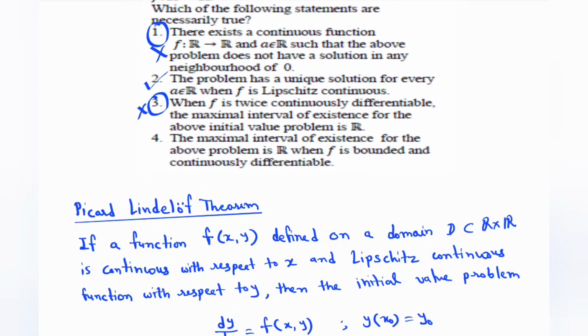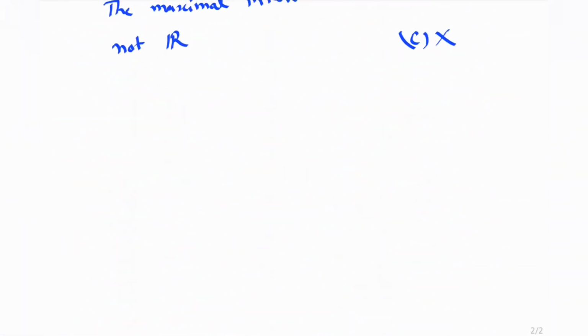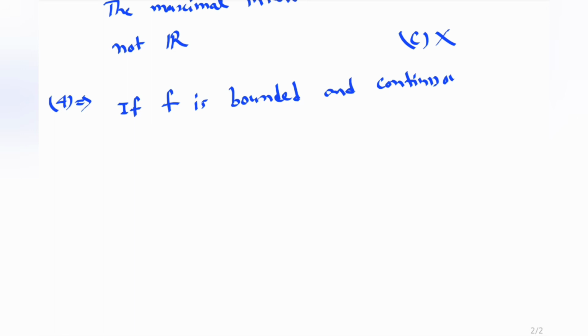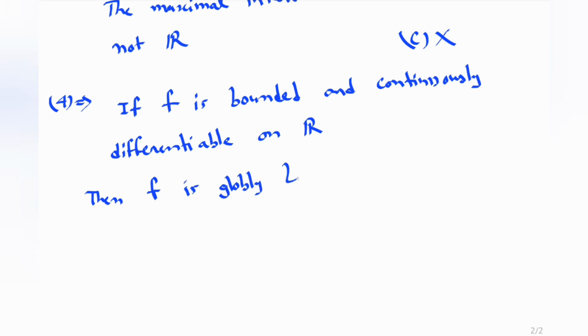So let's talk about option number 4. So option number 4: if f is bounded and continuously differentiable on R, then f is a globally Lipschitz function.